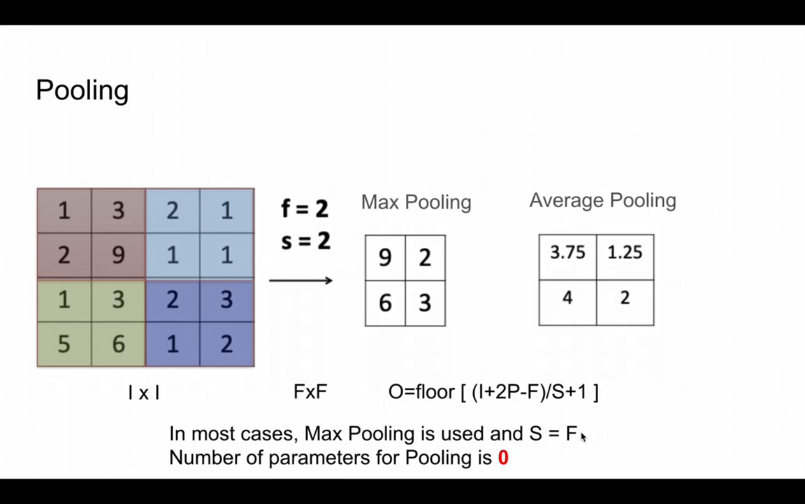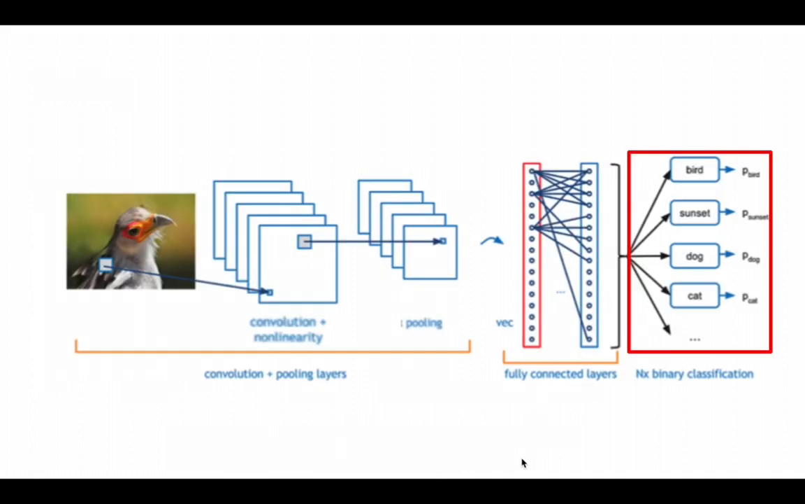There are 0 parameters for pooling in the training, because in the process there's no weight to be tuned. Once we have convolution and pooling layers, we have a downsized image. We will flatten the image, put it into a fully connected network, and generate the multi-classifier output.